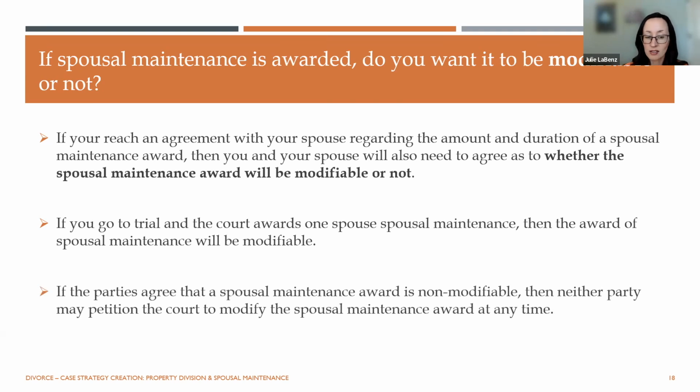If the parties agree that a spousal maintenance award is non-modifiable, then neither party may petition the court to modify the spousal maintenance award at any time. Whereas if it's modifiable, either side could go back and seek to change it. So the person paying could seek to reduce it at any time if they had a change in circumstances, and the person receiving it could ask to extend it or increase it if they had a change in circumstances. So the modifiability is a big deal.